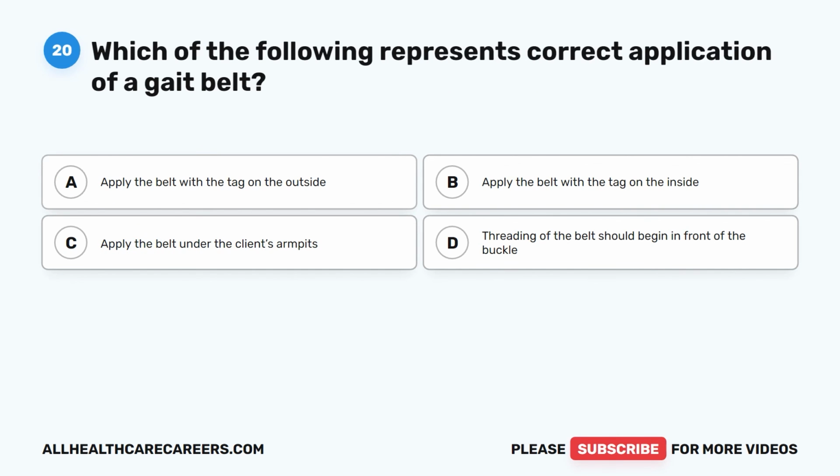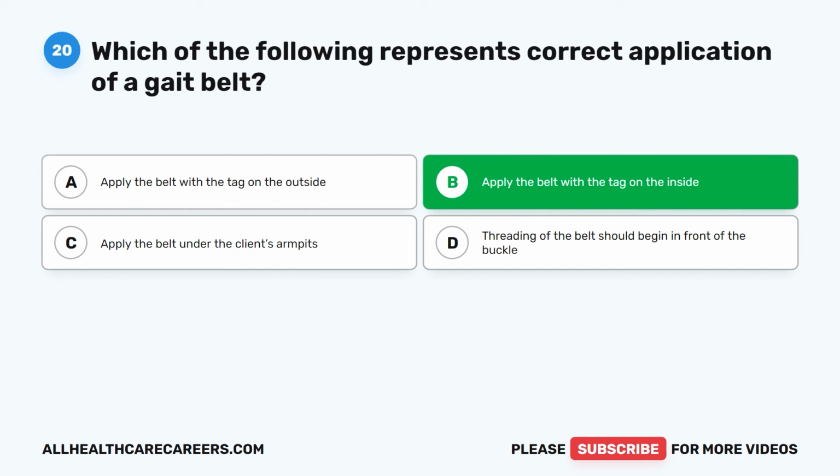Question 20. Which of the following represents correct application of a gait belt? A. Apply the belt with the tag on the outside. B. Apply the belt with the tag on the inside. C. Apply the belt under the client's armpits. D. Threading of the belt should begin in front of the buckle.